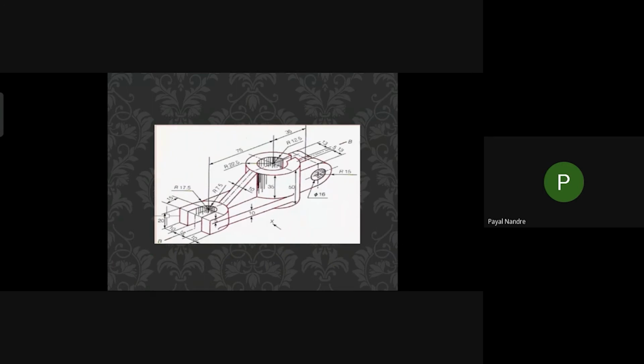This is example number 4. If we cut this object in the middle, then it is divided into two equal parts. Therefore, this is an example of sectional orthography.